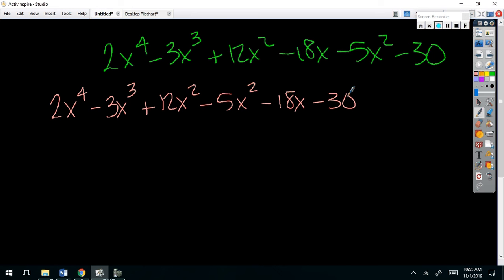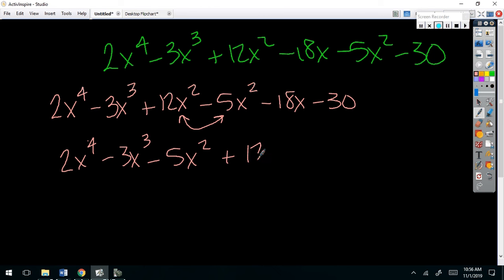Because then you could take out 6. Because 5 doesn't go into 30, you would have to move 12. So do y'all hear the reasoning there? And then you take out the negatives too. So 2x to the 4th minus 3x cubed minus 5x squared plus 12x squared minus 18x minus 30. So you try that one real quick and see what you get.